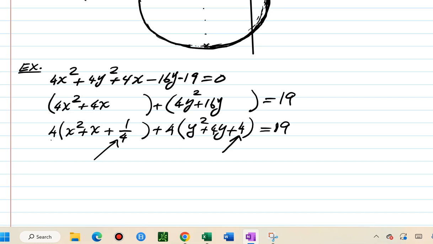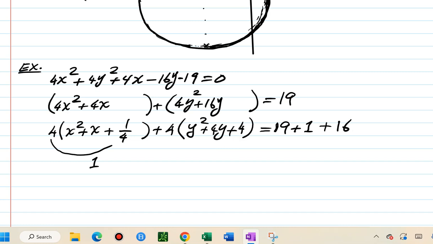However, because of the numbers that are outside parentheses, remember, those distribute themselves onto the parentheses. So we do need to take that into consideration. So I'm going to distribute first. 4 times 1/4 is 1. So I'm going to add 1 on the other side. 4 times 4 is 16. I'm going to add 16 to the other side.